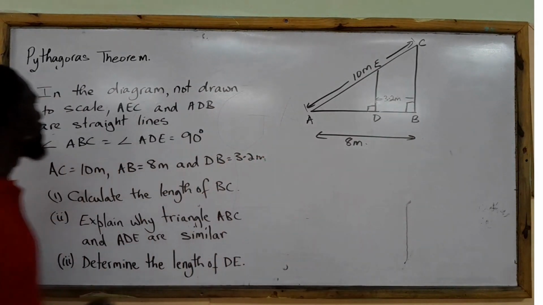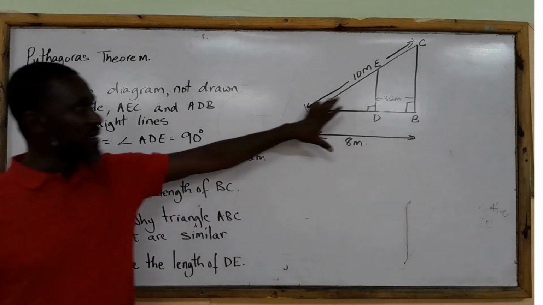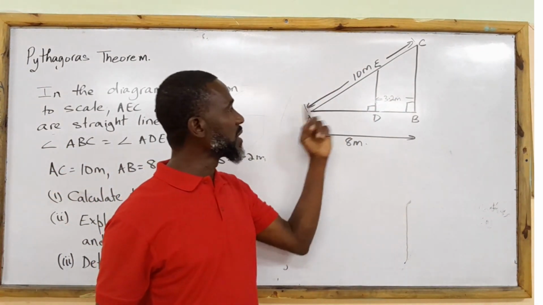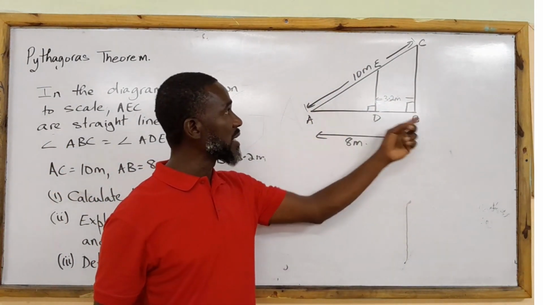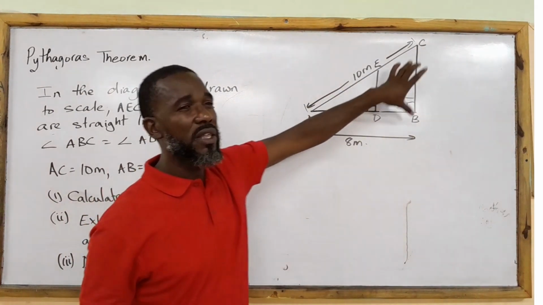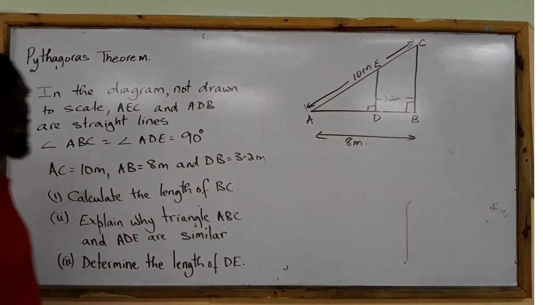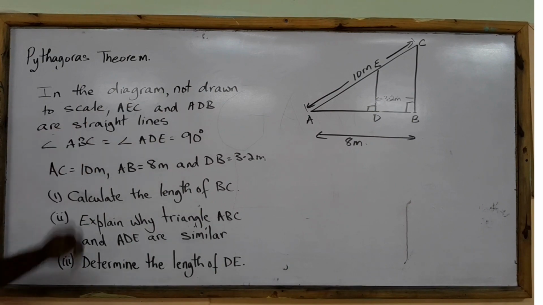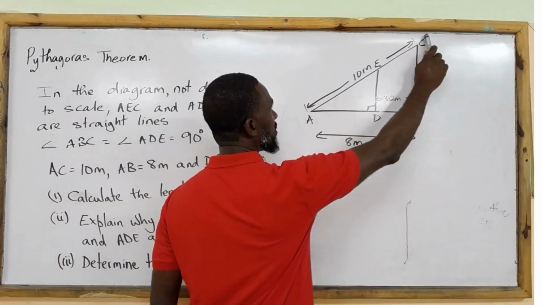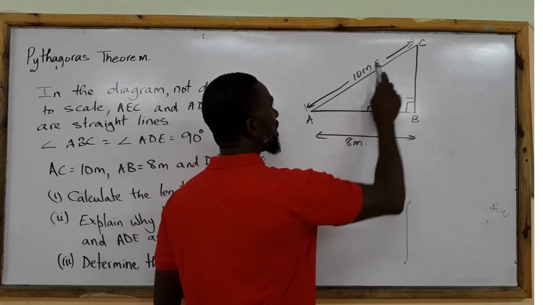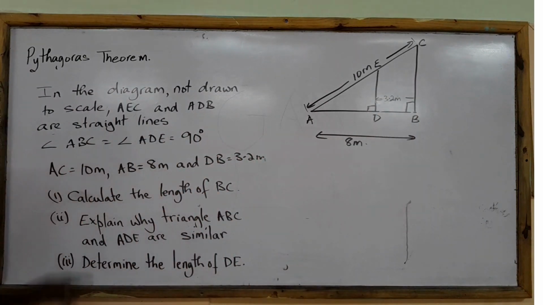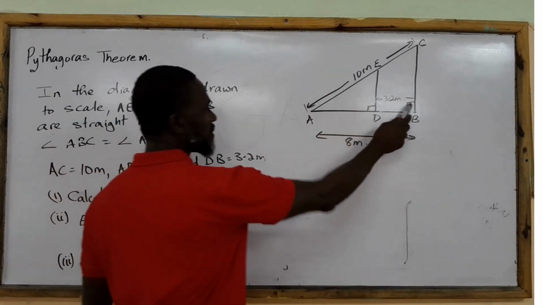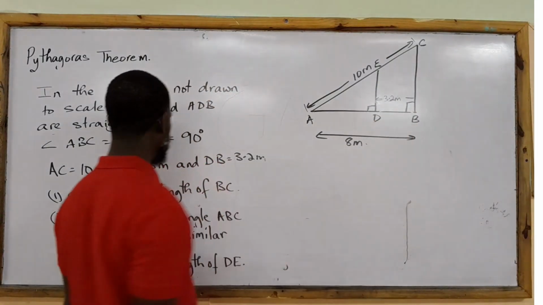So if we look at this question here, if you look carefully, we have two right angle triangles, so it's one triangle in another triangle. In the diagram not drawn to scale, AEC and ADB are straight lines. So we're talking about these lines here, right? So ADB and AEC are straight lines, and angle ABC and ABE are 90 degrees. So we're talking about these two angles here.